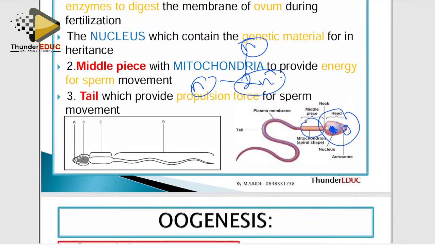So this part, the mitochondria and the tail, they remain behind. They remain behind. They make that person to be more beautiful.